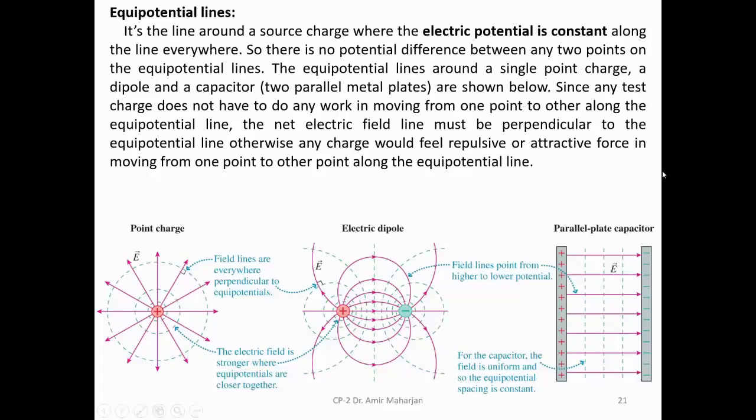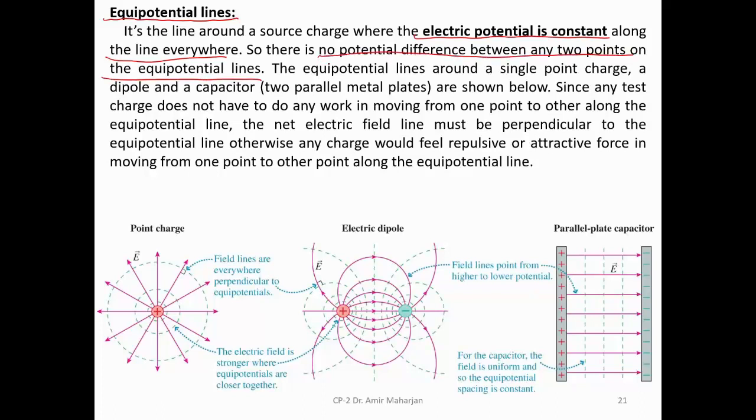So the next important concept is equipotential lines or equipotential surface. By definition, it's the line or surface around a source charge, or system of charges, where the electric potential is constant everywhere along the line. It's called equipotential lines. Since the potential is equal everywhere along the line, there's no potential difference between any 2 points on the equipotential lines, obviously.